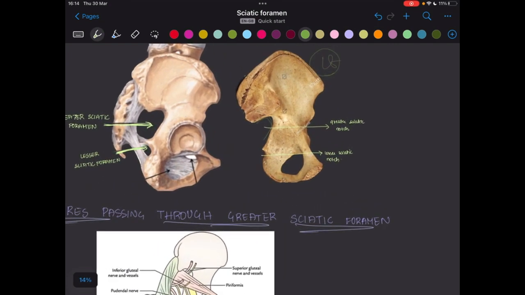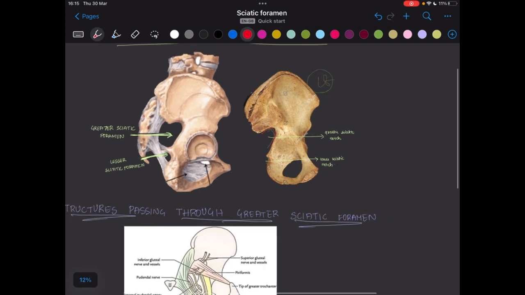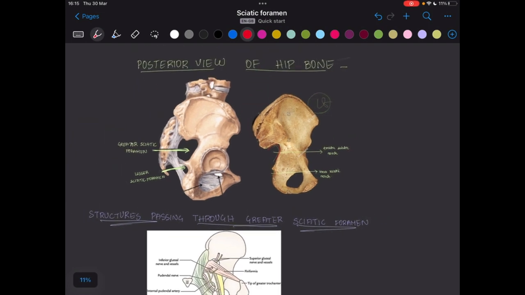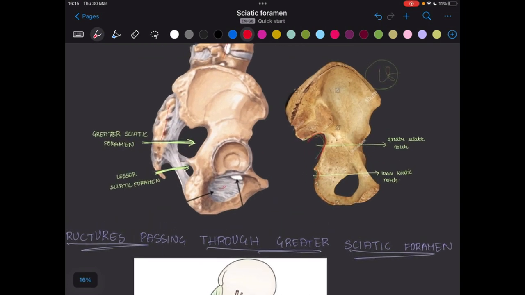This is the greater sciatic notch, right? And here you have the lesser sciatic notch. This is the greater sciatic notch and this is the lesser sciatic notch. In an articulated bone, that is with the sacrum and the vertebral column, and along with the membranes and everything attached, you can see a foramen is forming.